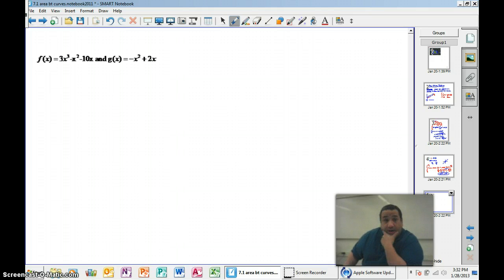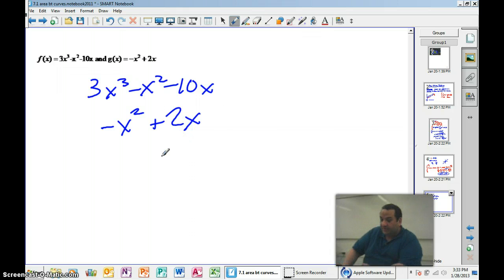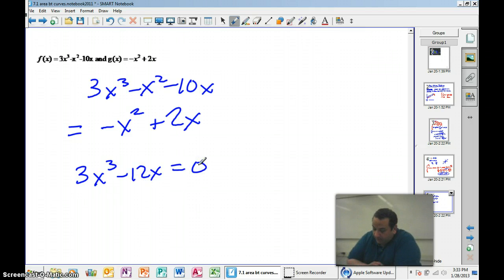Well, let's find out where they're equal. We have 3x cubed minus x squared minus 10x. And this one is going to be negative x squared plus 2x. So if we set these guys equal to each other, I'll subtract those and I'll get 3x cubed, let me subtract, minus 12x equals 0.